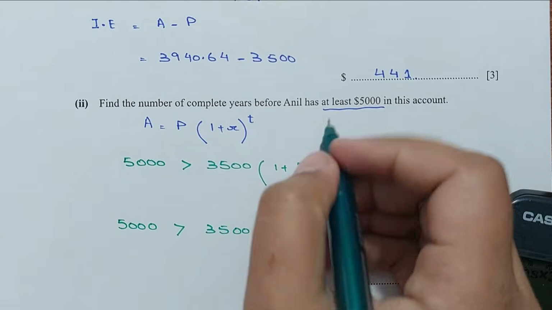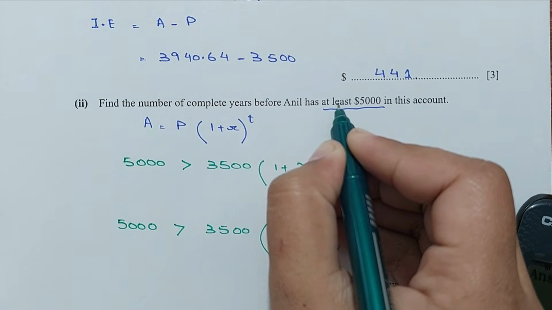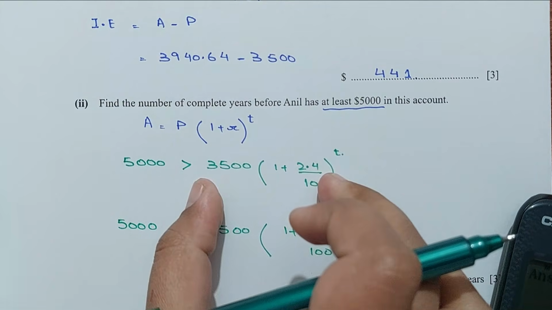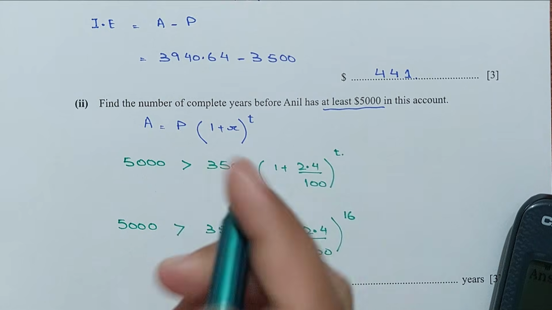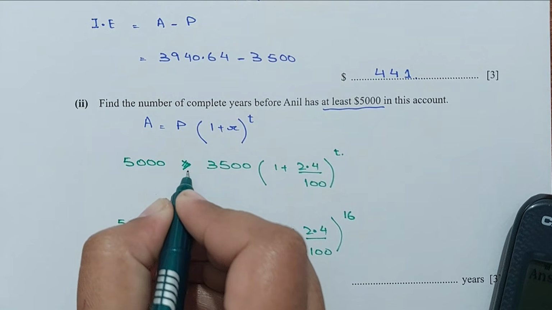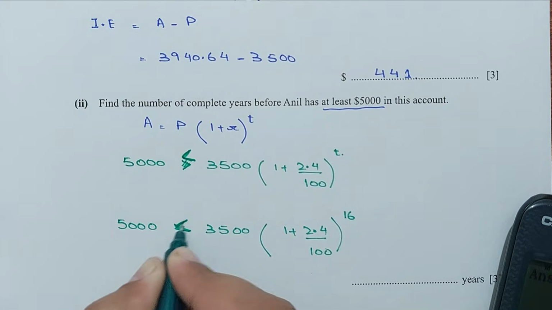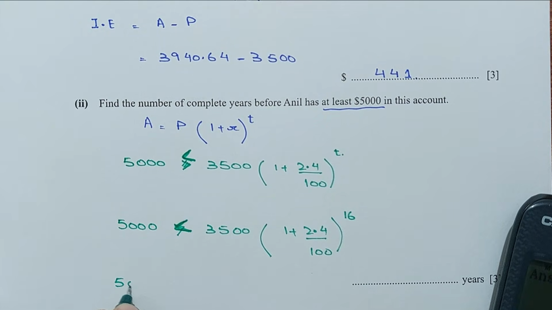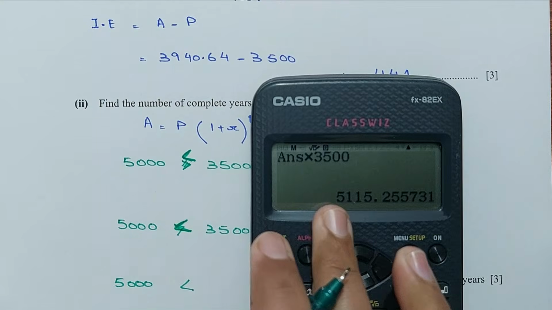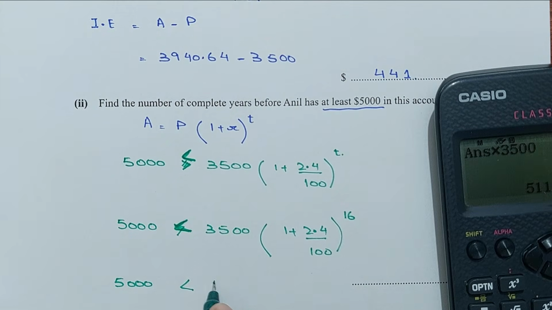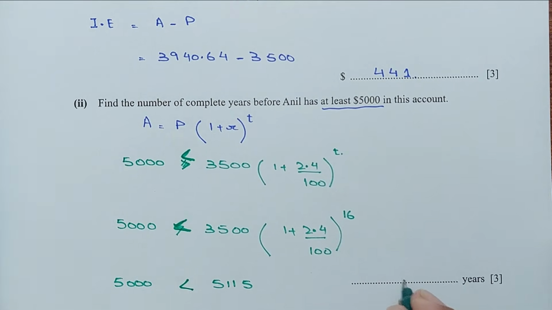Wait, this is at least 5,000. It means this amount should be more than 5,000, right? So the sign, I used it wrong. This is less over here. Less sign we are using here, right? So 5,000 is less than this amount, 5,115. This amount should be more. So the number of complete years is 16, right?